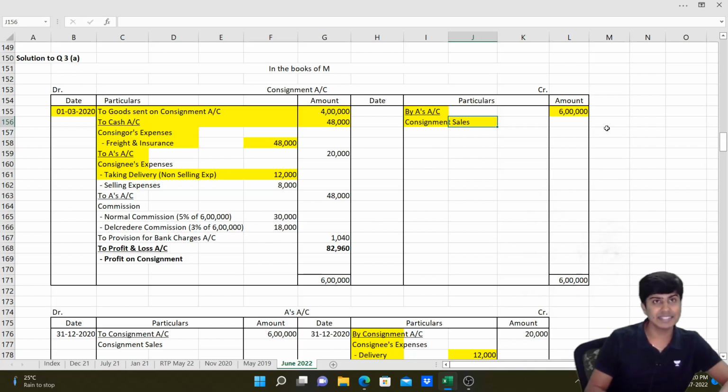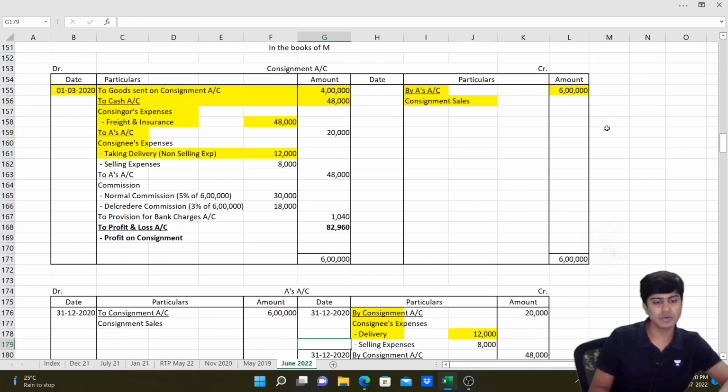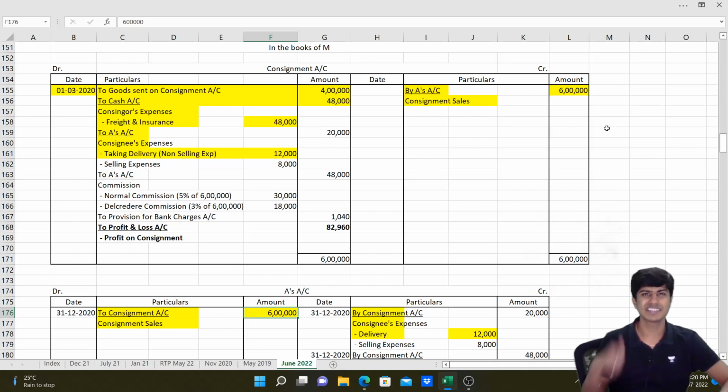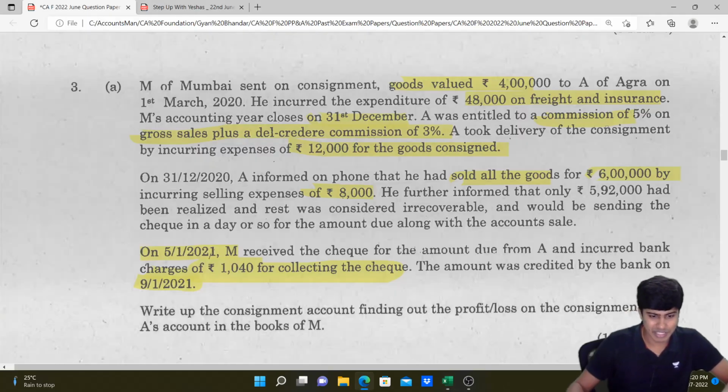So after I write this on the credit of my consignment account, in my consignee's account I'll write on the debit, saying that the money is supposed to be received. In A's consignee's account, I'll write to consignment account 6 lakh rupees. Got this, everyone? Great.